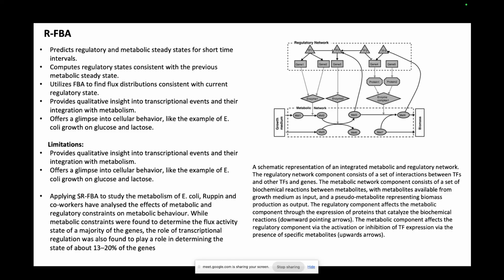The metabolic network component consists of a set of biochemical reactions between metabolites and metabolites available from growth medium as input, and a pseudo-metabolite representing biomass production as output. The regulatory component affects the metabolic component through the expression of proteins that catalyze the biochemical reactions. Basically, this is the metabolic component where you have all the metabolic compounds involved in metabolism, but the whole thing is controlled or regulated by this regulatory network of transcription factors and genes. If you incorporate these things in your model, it becomes much more comprehensive and robust.